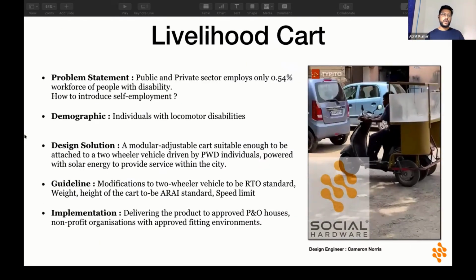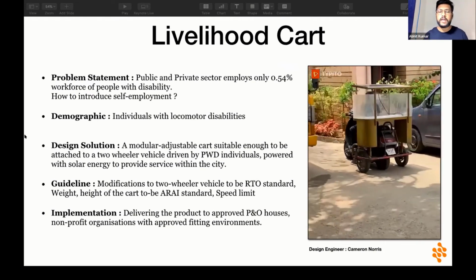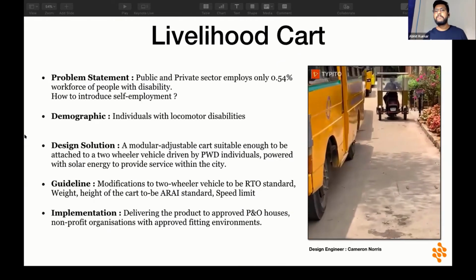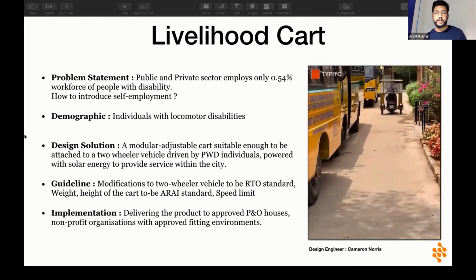Then we move ahead to another project of ours, which is called a livelihood card. The problem we were trying to solve here was that people with locomotor disability were not being employed enough. In fact, the average rate of employment for them is 0.54%. But the government was providing them modified two-wheeler vehicles every quarter, around 2,000 to 3,000 vehicles. But what should a person do with that vehicle if there is no employment for that person? So how to introduce a self-employment aspect was the problem statement we wanted to solve. And the demographic was people with locomotor disabilities, which is a major chunk of the disability community.